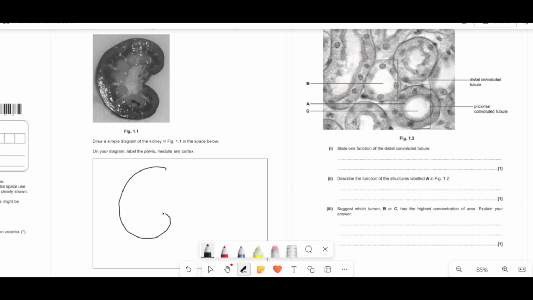So it would be a kidney-shaped bean like this, and then you would just add the extra layers in. You'd probably draw this a little better than I do, but there you go. And then you would clearly label each component. So cortex, and then here, it's the pelvis, and then this middle bit here is the medulla. There you go.